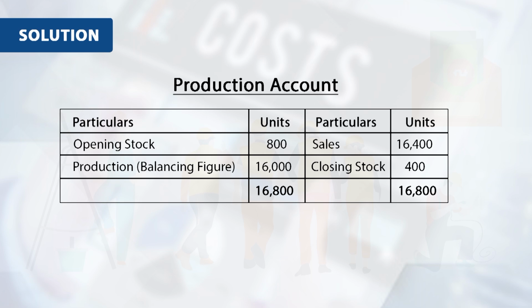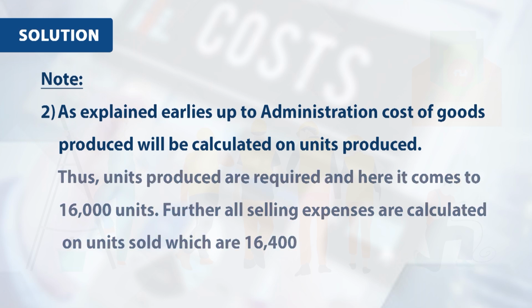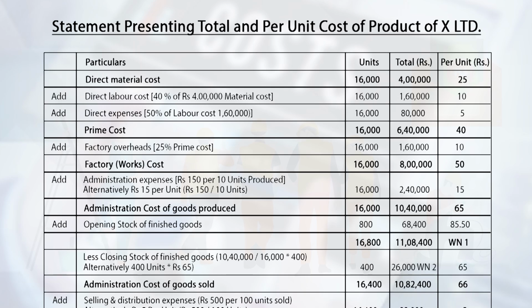Number 2, as explained earlier, up to administration cost of goods produced will be calculated on units produced. Thus, units produced are required and hence it comes to 16,000 units. Further, all selling expenses are calculated on units sold, which are 16,400. Let's prepare a statement presenting total and per unit cost of product of X Limited.